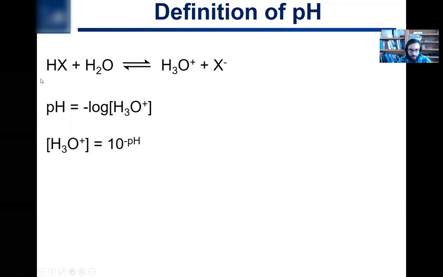So we have to make sure that we all are familiar with the definition of pH. Let's write a generic expression for an acid dissolving in water, reacting with water. So HX plus H2O goes to hydronium and X minus. How pH is defined is it is just the negative log of the concentration of hydronium ions in an aqueous solution. You can rearrange this expression, and that will give you that the concentration of hydronium ions is equal to 10 to the minus pH.